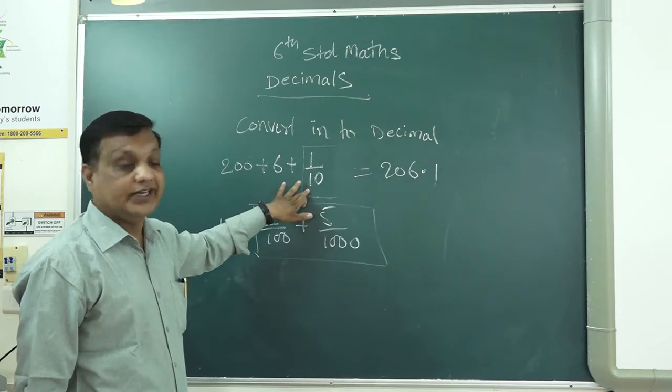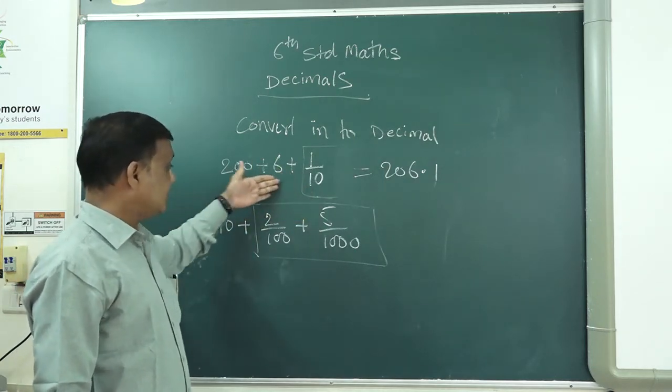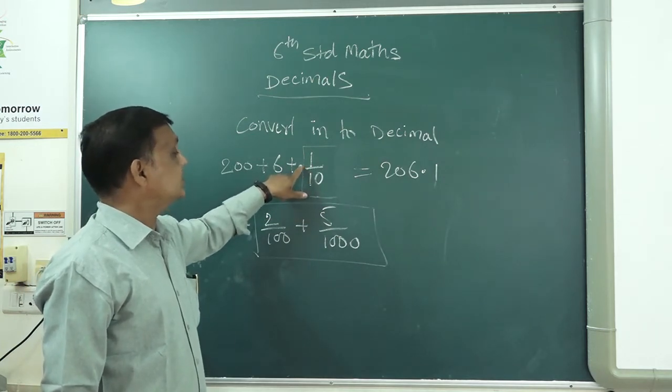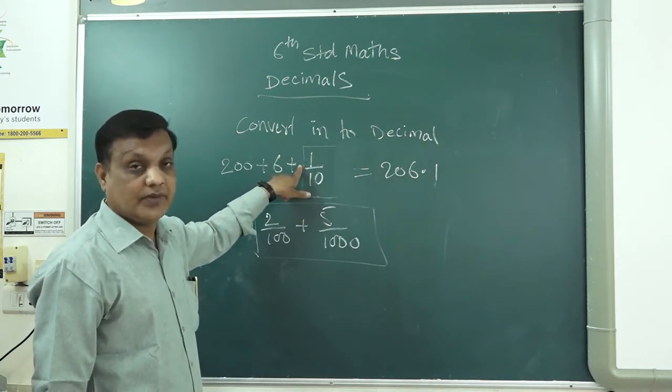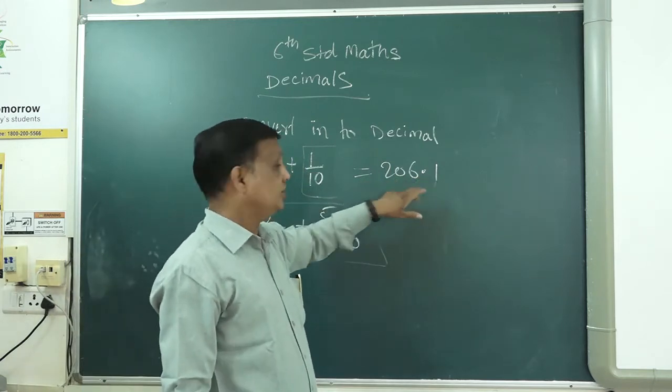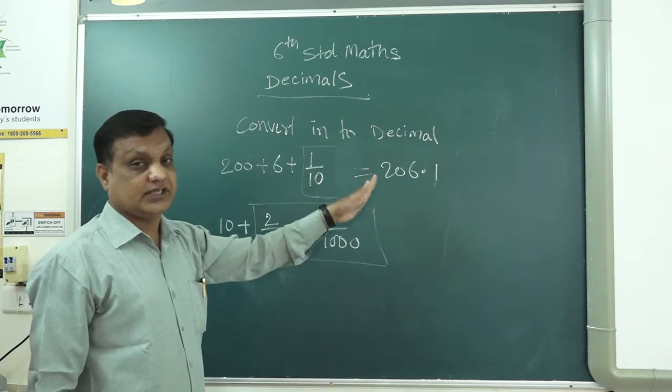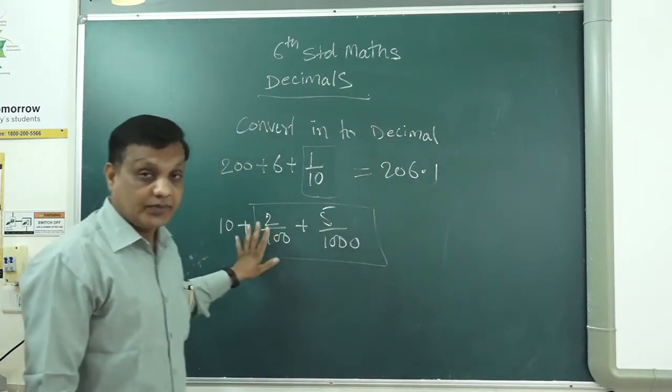If you want to write in a decimal, you have to add together and write it. After that, the fraction started, so that means those numbers are coming after the point. That's why I put the point here. Now after that, what is here? 1 upon 10. 1 upon 10 means the first place. Here I write it.